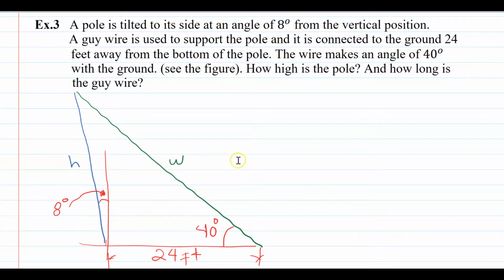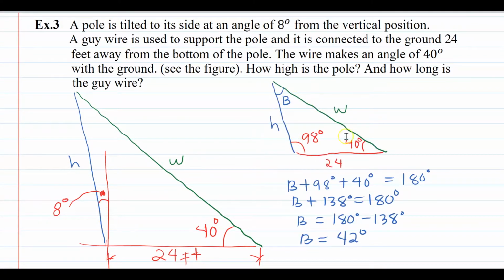So let's redraw this diagram. So here's our diagram, the triangle, the height of the pole in blue, and then the length of the guy wire in green, we call this W. And then we have the angle here between the pole and the guy wire. It's angle B. And then on the ground, the angle of elevation between the guy wire and the ground is 40 degrees. This angle is 98 degrees. The distance from the bottom of the pole to the spot where the guy wire is connected on the ground is 24 feet. Now let's solve for the measurement of angle B.